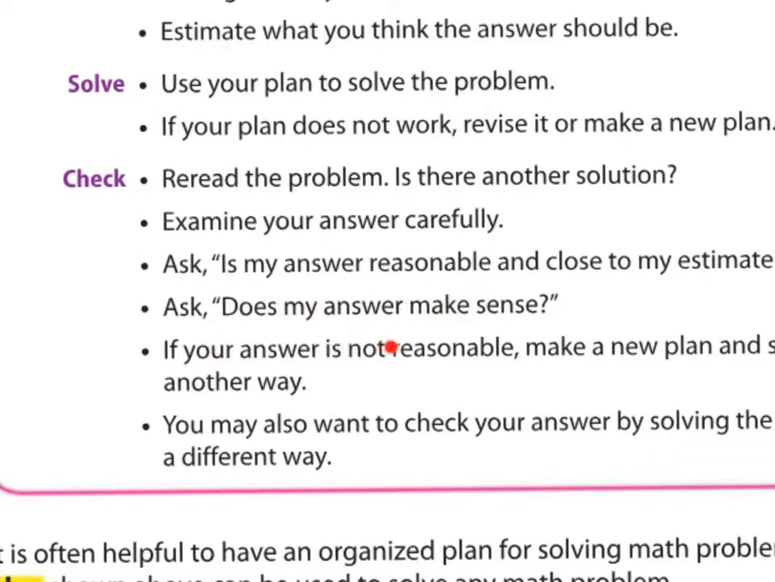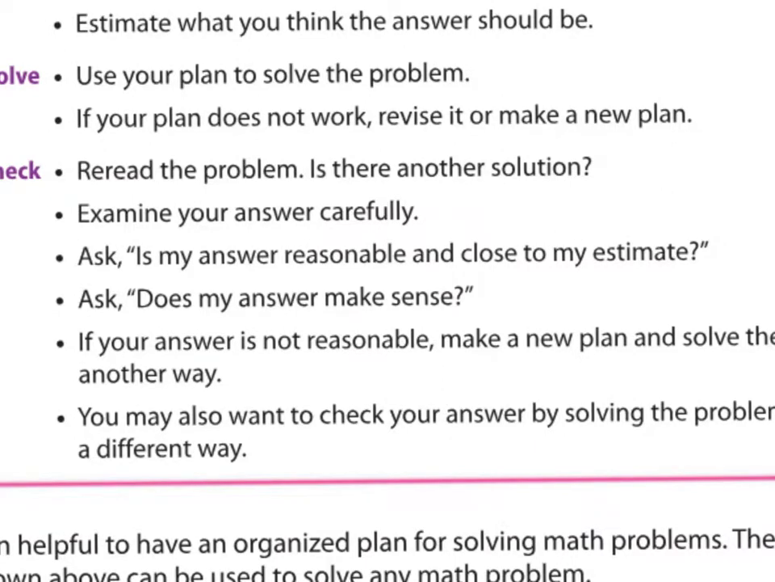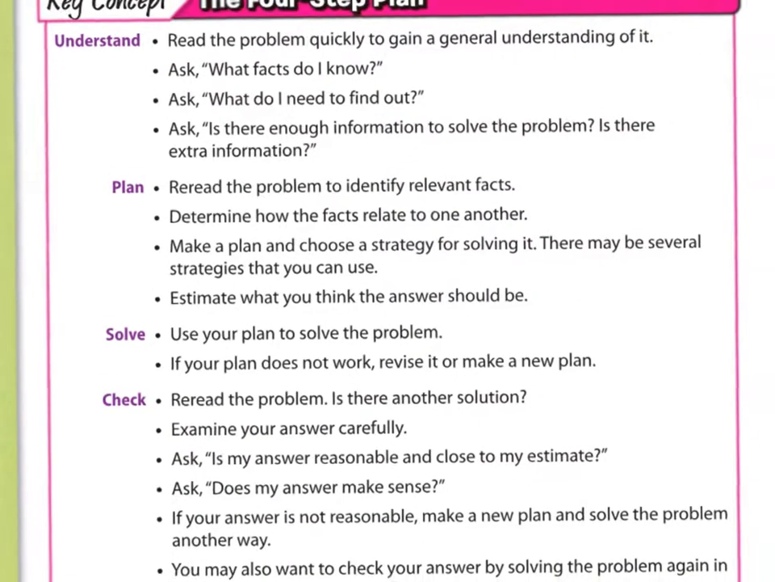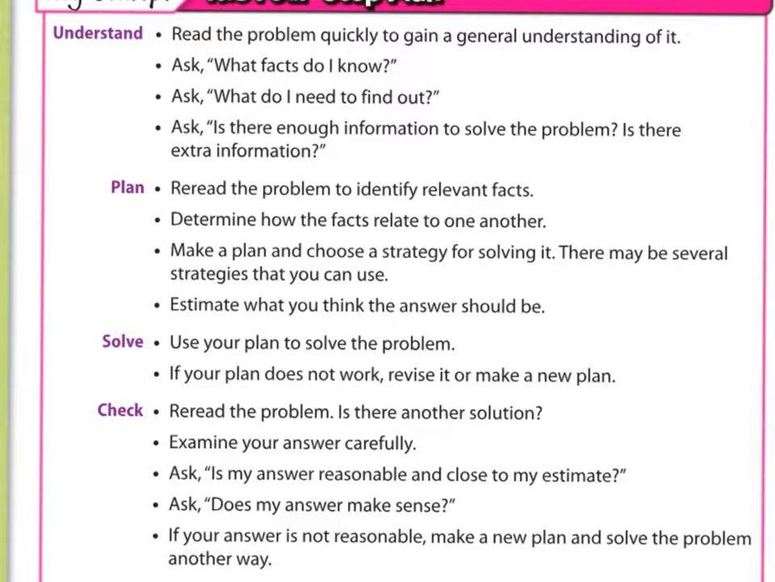If your answer is not reasonable, make a new plan and solve the problem another way. You may also want to check your answer by solving the problem again in a different way. So this is the bulletproof plan to solving word problems, these 4 steps. Understand, plan, solve, and then check your answer.